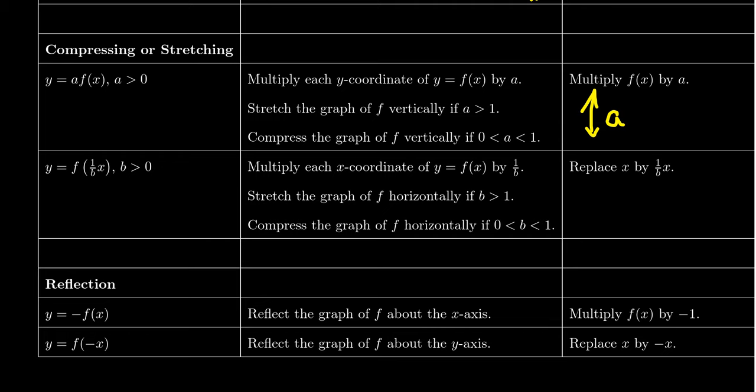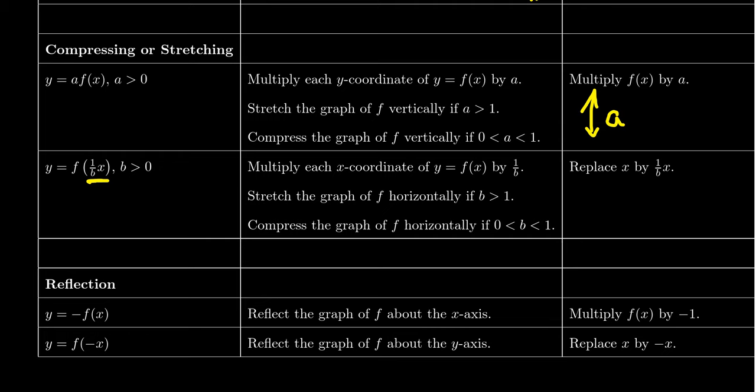Well, in the horizontal zone, things work a little bit differently here. With the vertical stretching and compressing, you just multiply the entire function expression by a. To do the equivalent thing for the horizontal zone, you have to replace each x in the formula with 1 over b times x, or just x over b if you prefer. So you're going to replace each x with x over b in the formula.